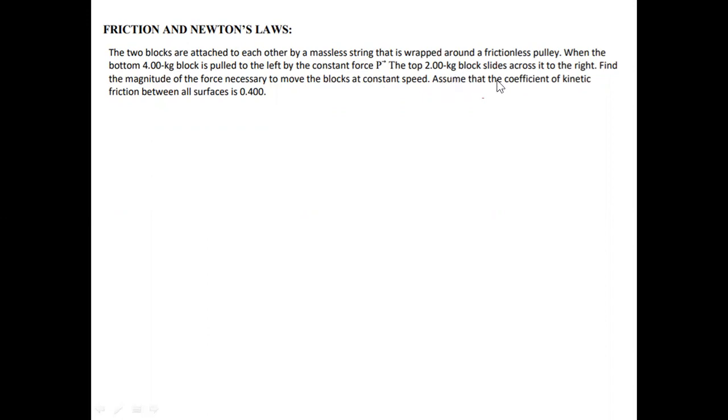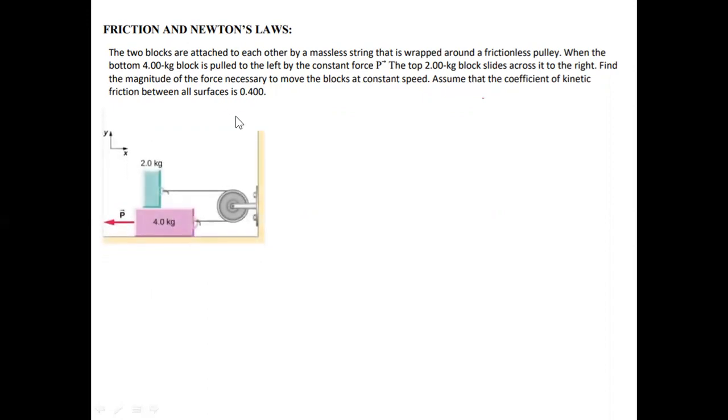Now we're going to assume the coefficient of kinetic friction between all the surfaces is 0.4. Now we are given this diagram. This is not yet the FBD or free body diagram. Now we have a 2 kilogram block which is on top of the 4 kilogram block.